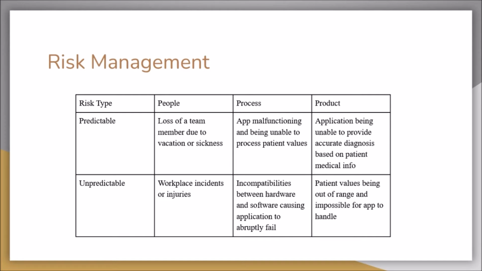The unpredictable risk of people is when there are workplace incidents or injuries. The unpredictable risk of a process is when there are incompatibilities between hardware and software, causing the application to fail. And the unpredictable risk of a product is when the patient values are out of range and impossible for the app to handle.